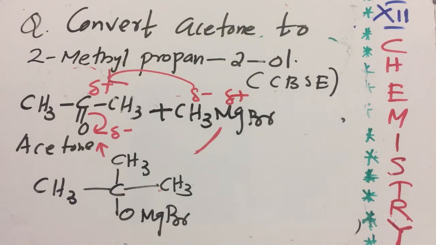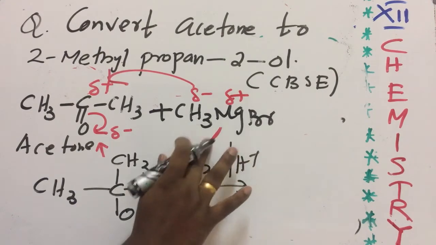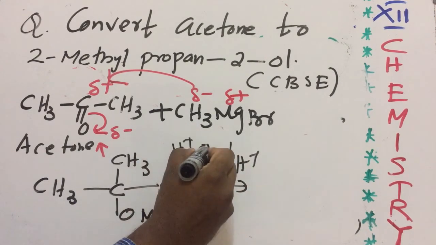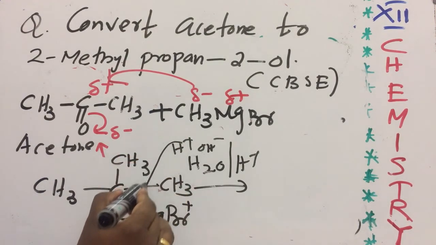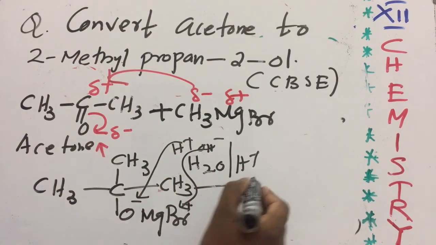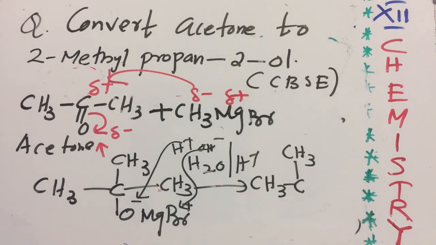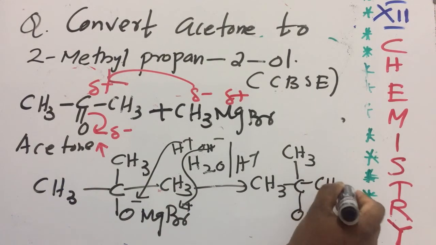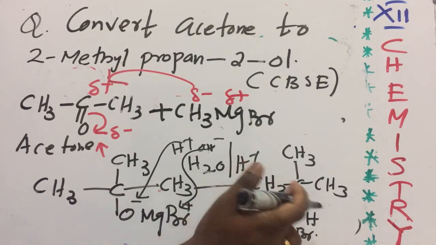What is the next step? Do you remember the next step? Add water in presence of acid. Water is H plus and OH minus, and we have O negative and MgBr positive. Then H plus adds to O negative, and OH minus adds to MgBr. So what is the product? CH3C(OH)(CH3)CH3, and OH with MgBr forms the byproduct, MgOHBr.